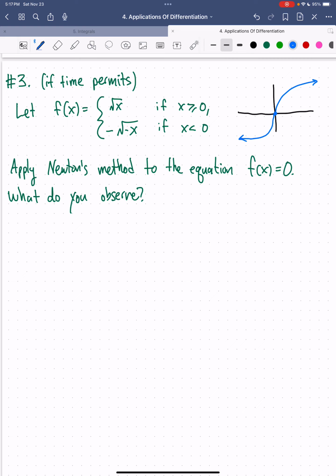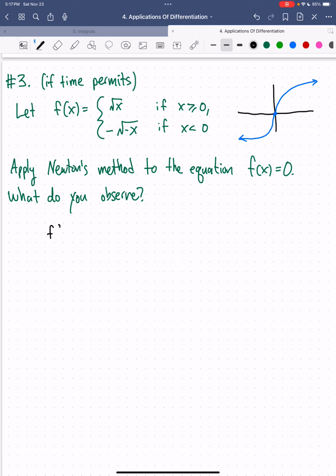There, so that's our graph for f of x. We're asked to apply Newton's method to the equation f of x is equal to 0. What do you observe? Now, just looking at this equation, we know that the root to this equation is 0. We can put 0 into this function, it's 0. But let's see what would happen if we tried to use Newton's method to it.